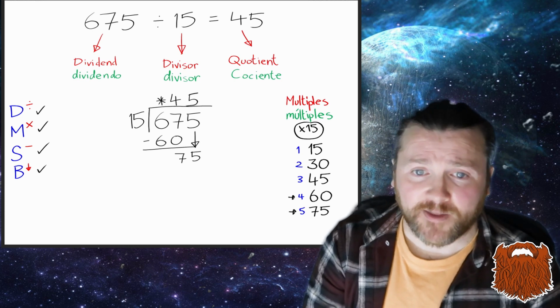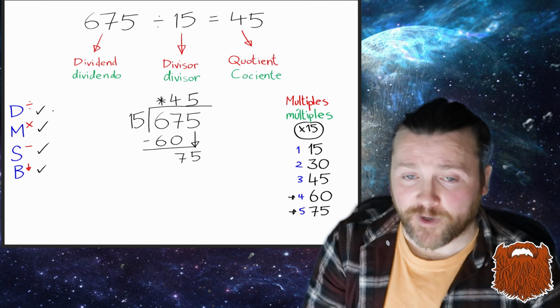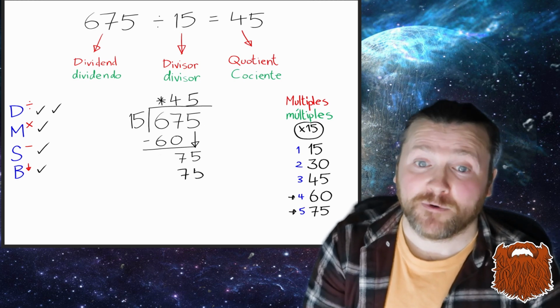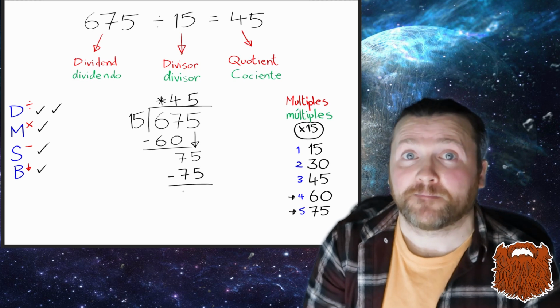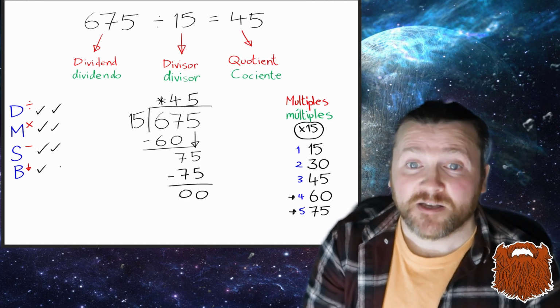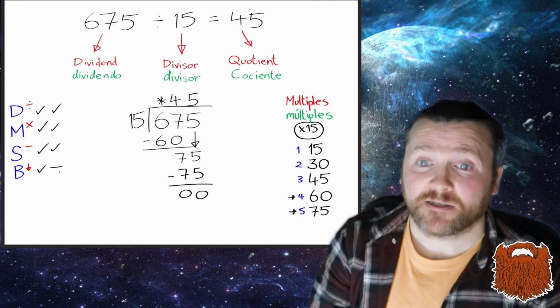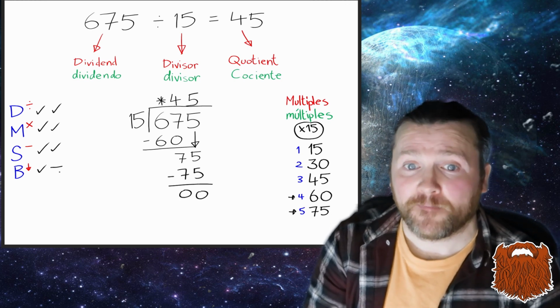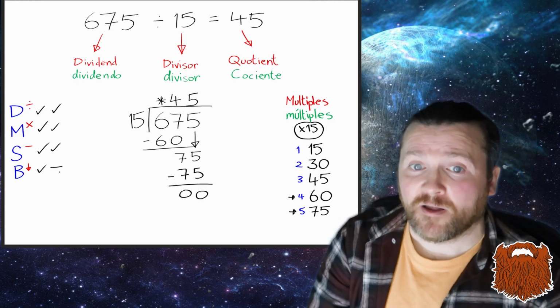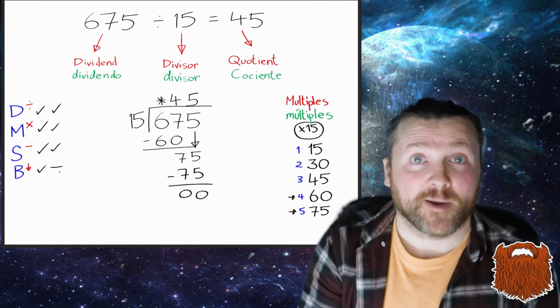Then we subtract. We end up with 0. And the next step is bring down, but there's nothing left to bring down. So we get 0. So our answer, our quotient, is 45. That's how you do long division without any remainder.